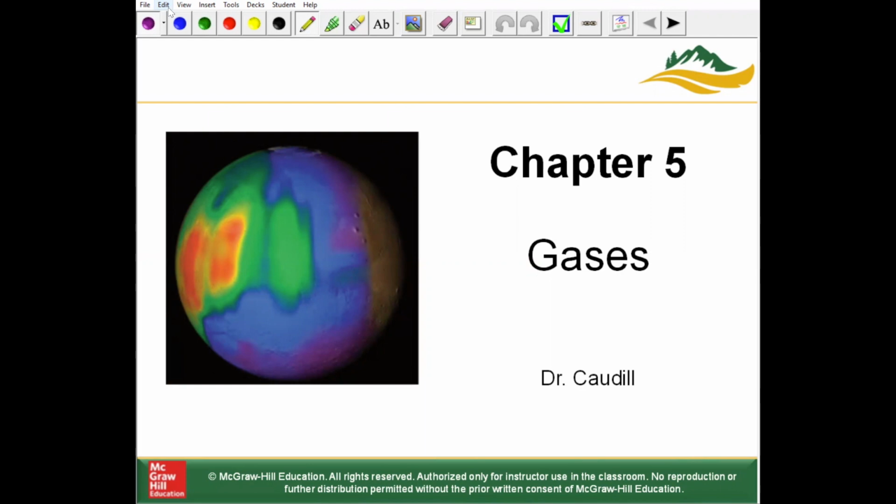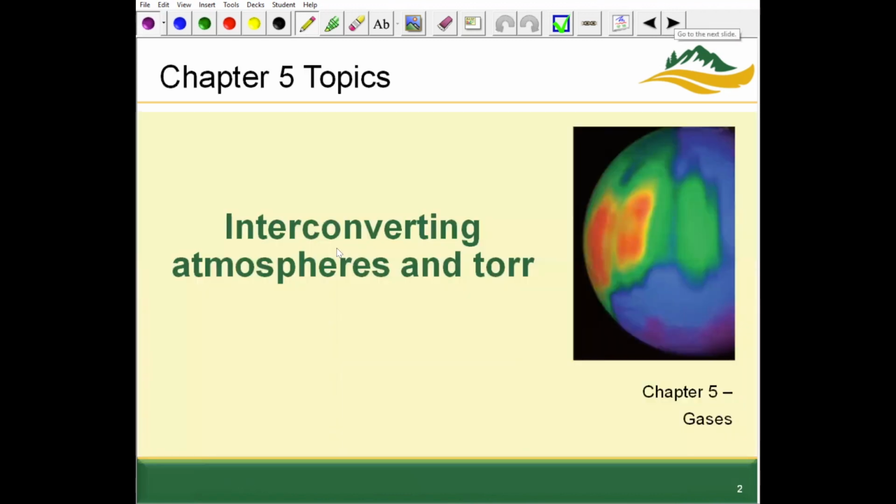Hello all, we are starting on chapter 5 today. Chapter 5 is on gases. So the first topic in chapter 5 we're going to go through is interconverting atmospheres and torr and some other units of pressure. So this will feel familiar to what we looked at in chapter 1 because we're going to do various unit conversions. We might have millipascals or kilopascals or different variations of atmospheres and torr. So let's go into this topic now.